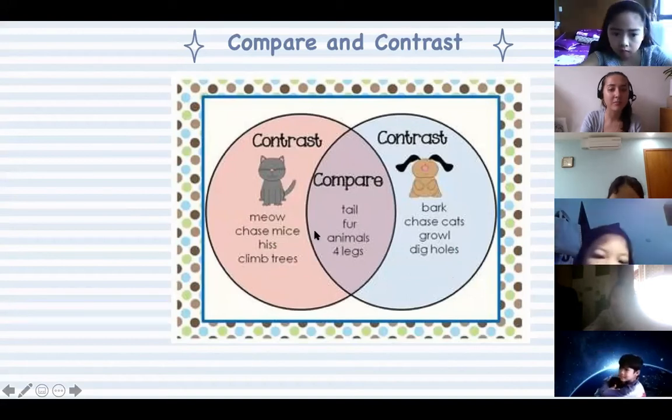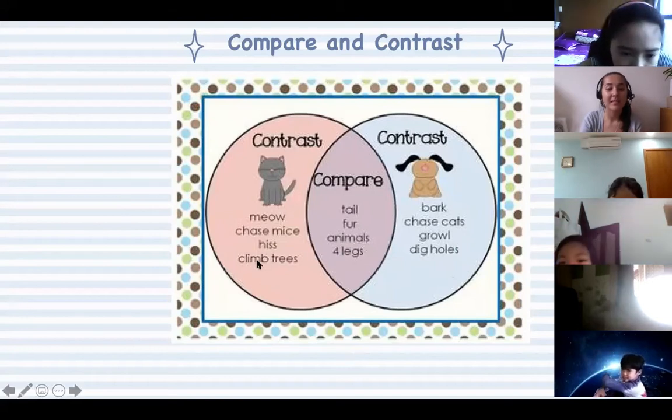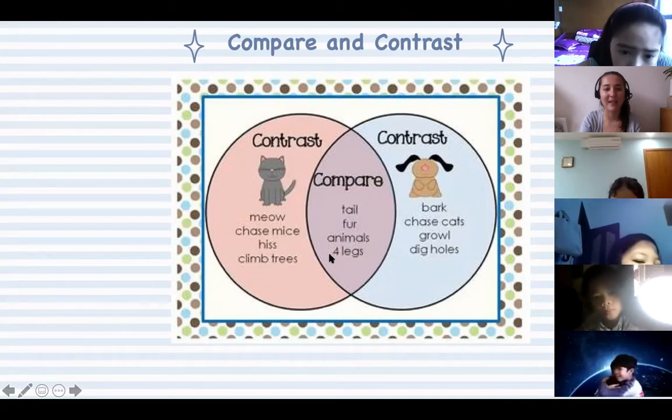However, in the middle, where they join up, we can compare. And when we compare, we think about things that are similar or the same. Cats and dogs both have tails. Cats and dogs both have fur. Cats and dogs both are animals, and cats and dogs both have 4 legs.